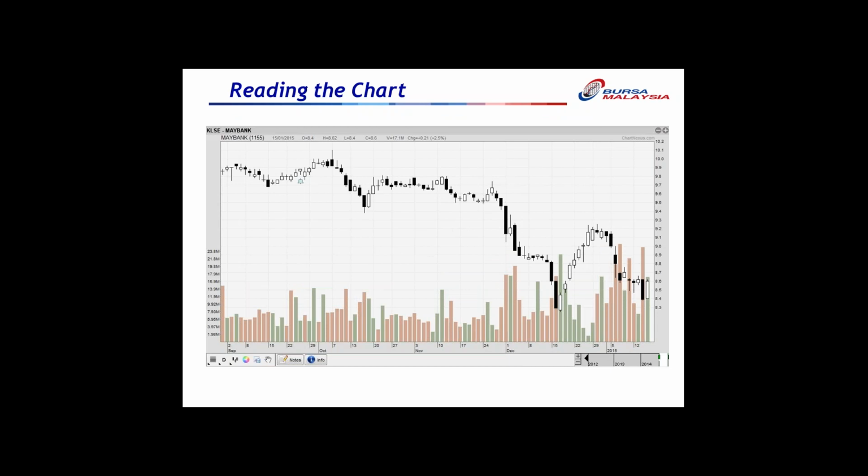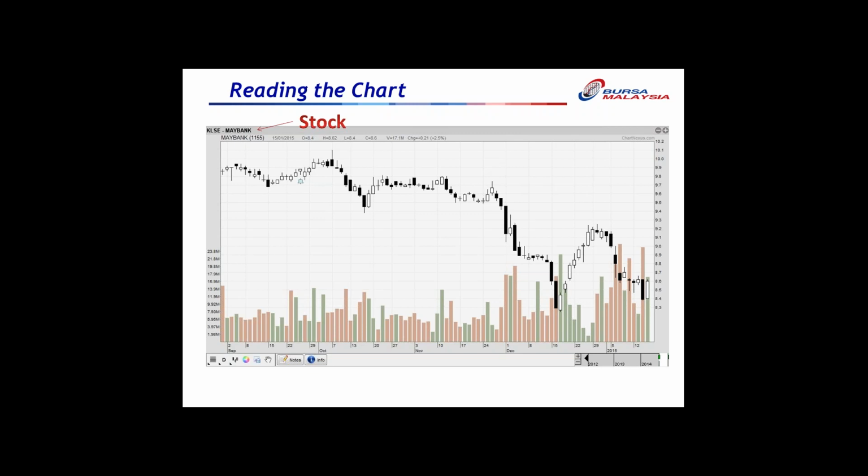Right, so we're going to spend a little bit of time about understanding a chart. Now, I assume that some of you here may not be familiar with the charts. Let's look at this chart. First thing I want to share with you is how to look at this chart. This is a chart that I got from a software that I use called Chartnexus. On the top left hand corner, it shows that KLS is the Kuala Lumpur Stock Exchange, and it shows Maybank. Maybank is a stock that we buy. It's the name of the security that you are looking at.